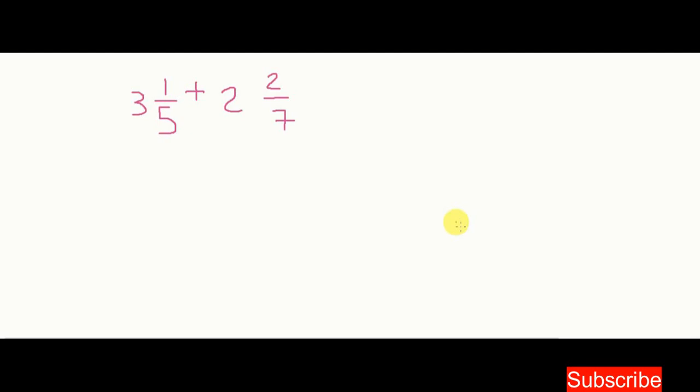So here I have 3 1 over 5 plus 2 2 over 7. So let us solve this problem. So what I am going to do, I am going to multiply the denominator with the whole number. So 3 5s is 15. Then I am going to add the numerator. So 15 plus 1 is 16 over 5. So you notice that I write back the denominator, which is 5, plus 2 times 7 is 14 plus 2 is 16. So 16 over 7.